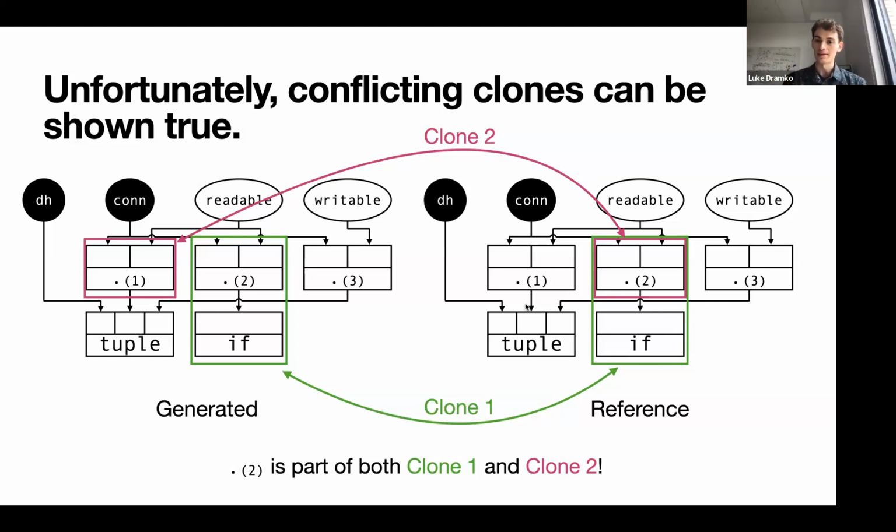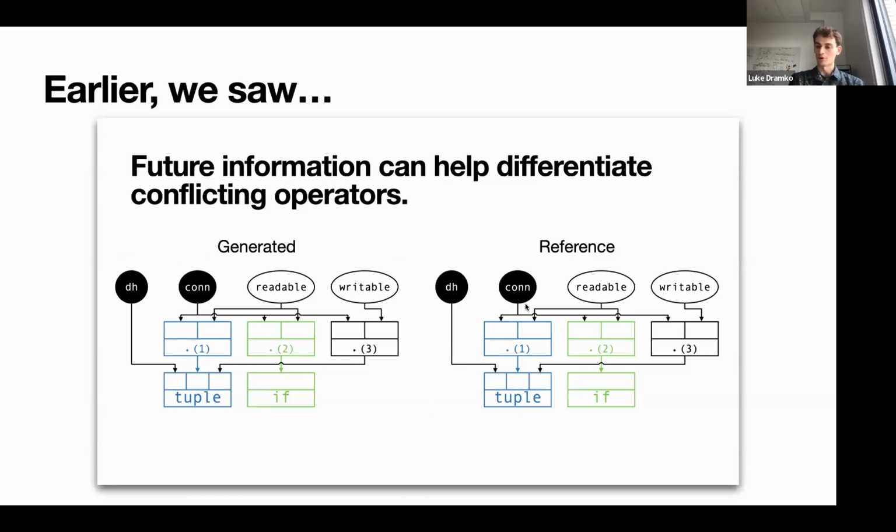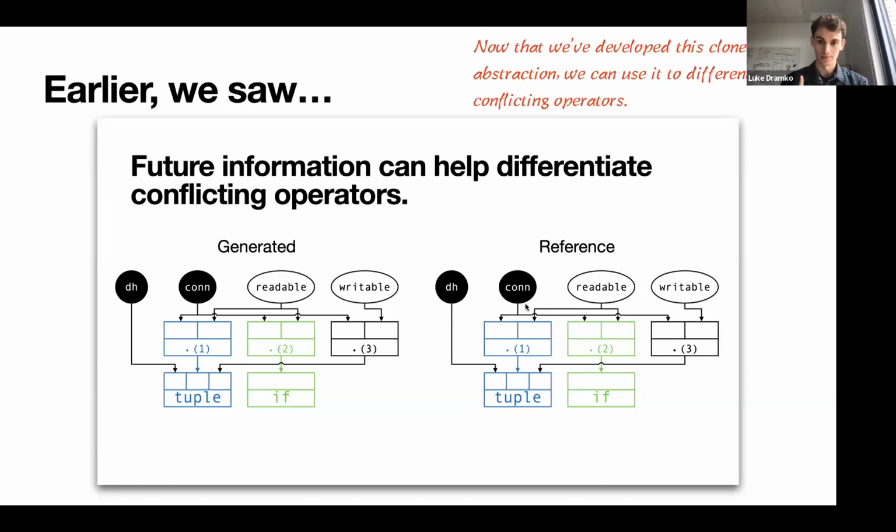So wait a minute, we haven't actually solved the problem. If you recall, the original motivation for this was that the first and second attribute access operators were conflicting. So we're back to square one, right? And in fact, if we recall this slide from earlier, we recognize that future information can help differentiate conflicting operators. But now we have a mechanism to do so. So this clone abstraction can help us do this.